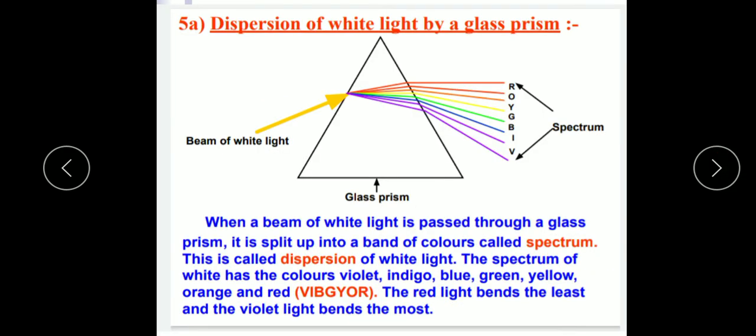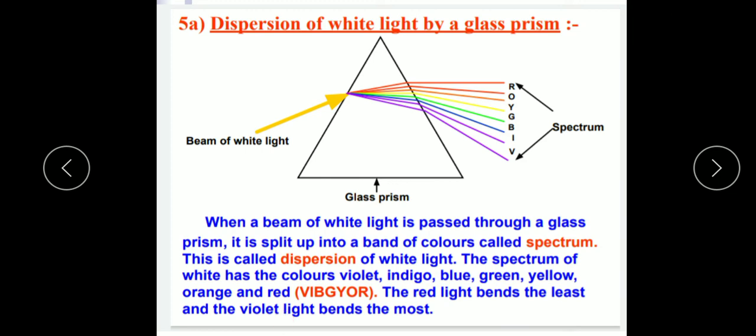The next point is the dispersion of white light by a glass prism. That means when white light enters the prism, what happens with the emergent rays? The phenomenon of splitting of white light into its constituent colors when it passes through a prism is called dispersion.